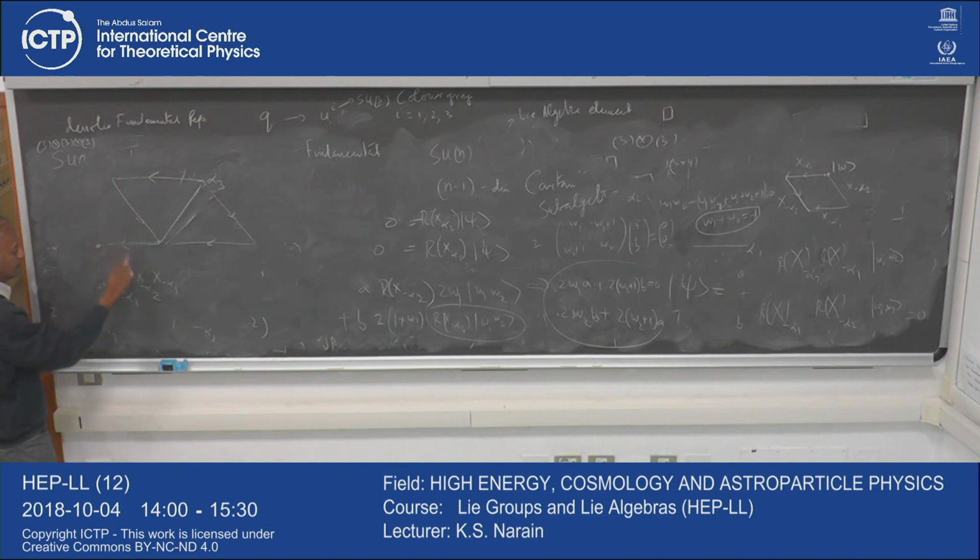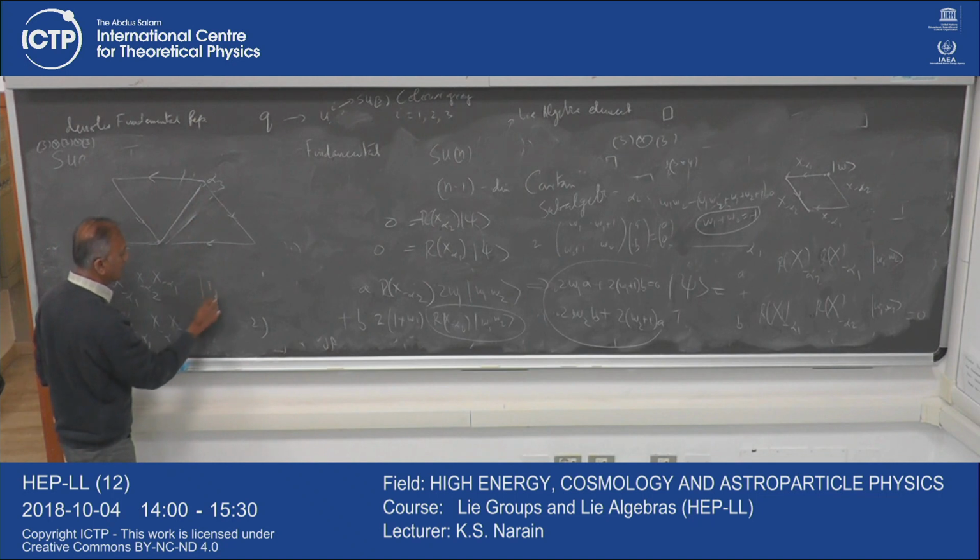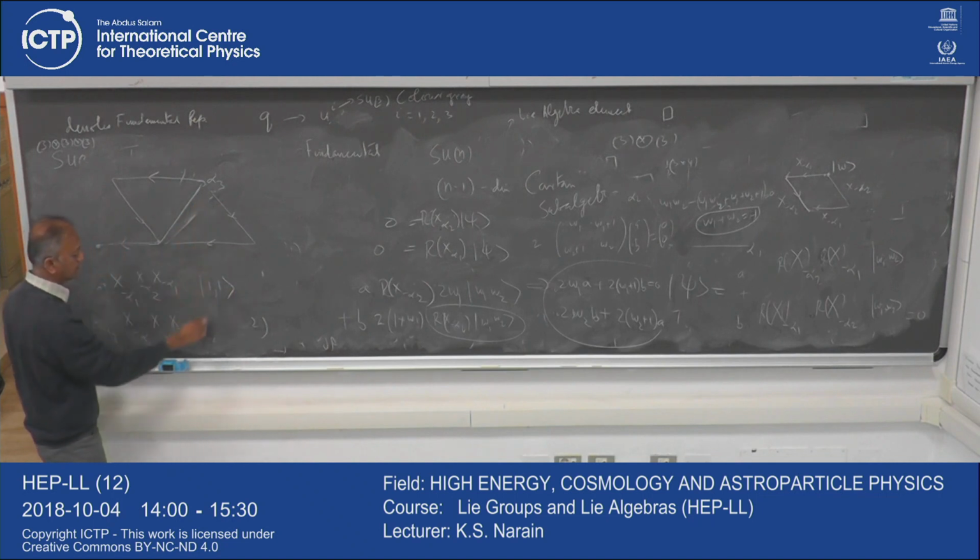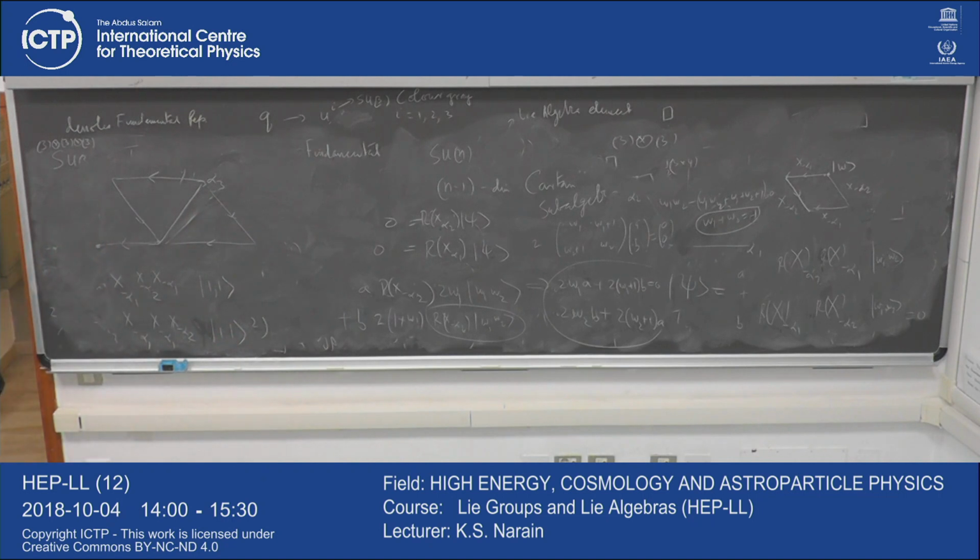To come here, that's one way. And another way is x minus alpha 1, x minus alpha 2, and x minus alpha 1, x minus alpha 1. There are two ways of getting this state from the same guy. So now I'm particularly looking at the 1, 1 weight, looking at these two states.